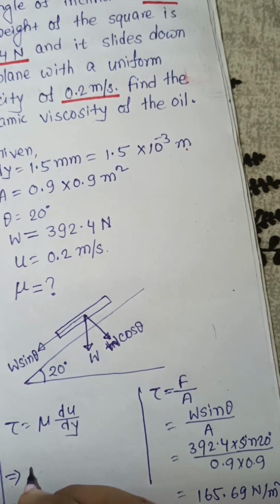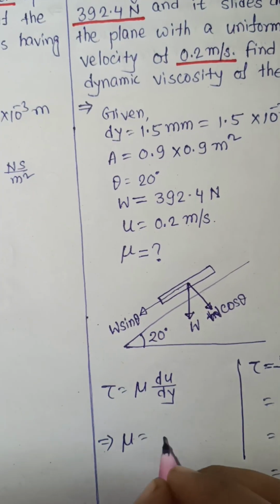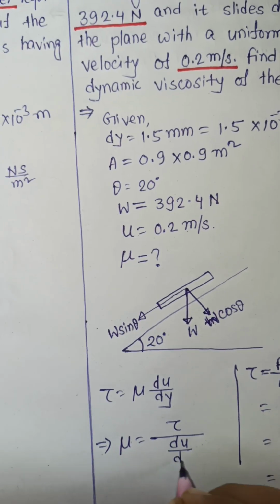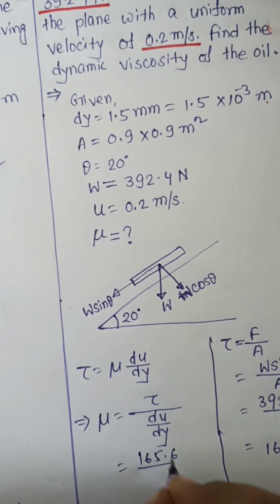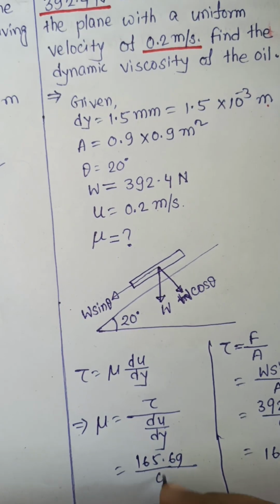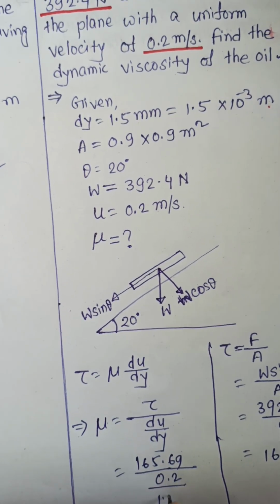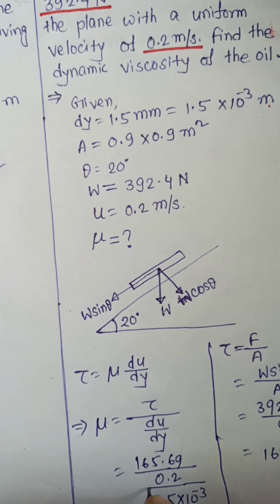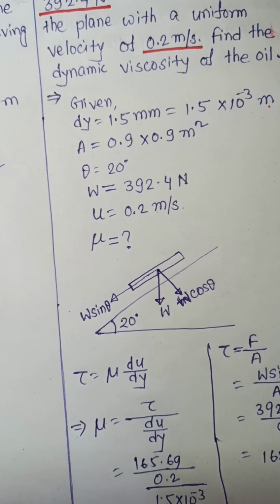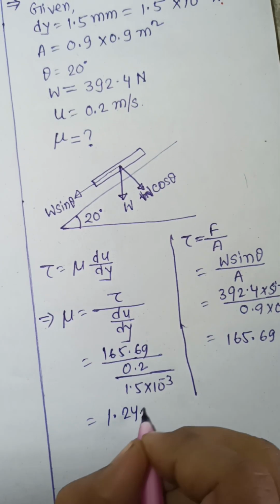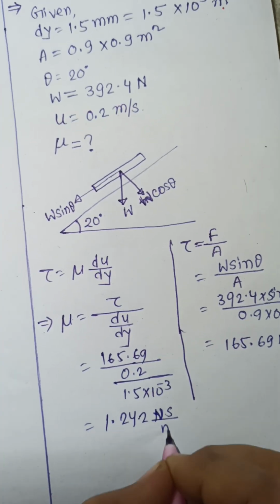If you want to calculate the viscosity, mu equals tau upon du by dy. What is the value of tau? Tau equals 165.69 divided by du. What is the value of du? That is 0.2. And what is the value of dy? That is 1.5 into 10 to the power minus 3. If you calculate this value, it will be 1.242 Newton second per meter square.